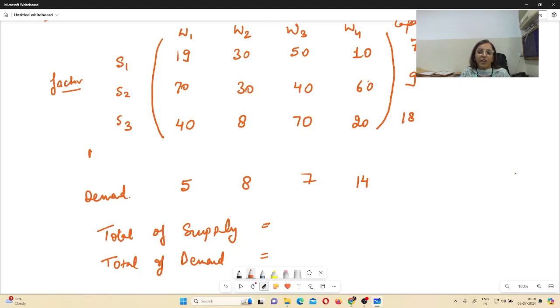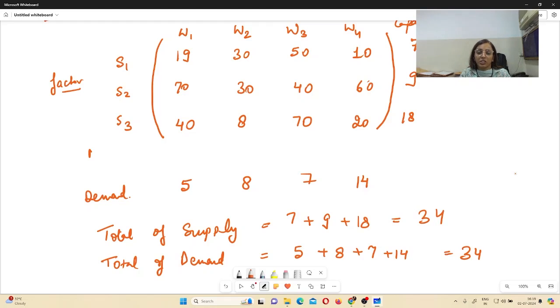Now what happens in the VAM method? We calculate the penalty cost. How will this penalty cost work? It indicates that if you are not transferring the goods from the supplier to the warehouse with the lowest cost, that means you are not using your mind effectively and efficiently, and you are bearing an extra cost. So first we have to find out the extra cost, and in the VAM method we give this extra cost the name of penalty cost. And how is this penalty cost calculated?